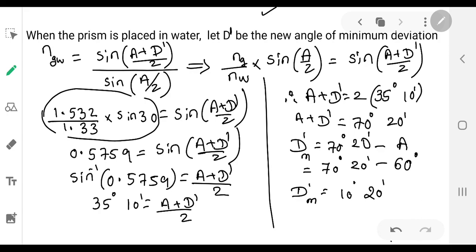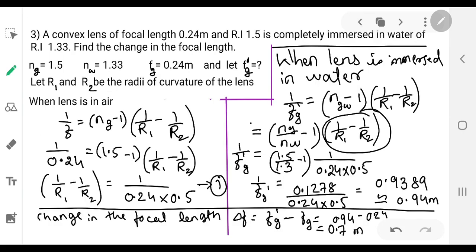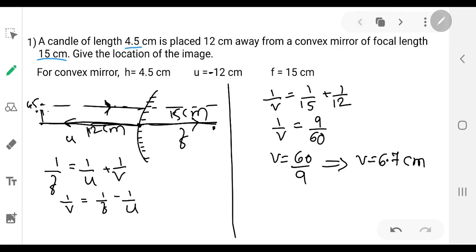So these are the few questions on ray optics. Apart from this, you can try a few more simple examples.